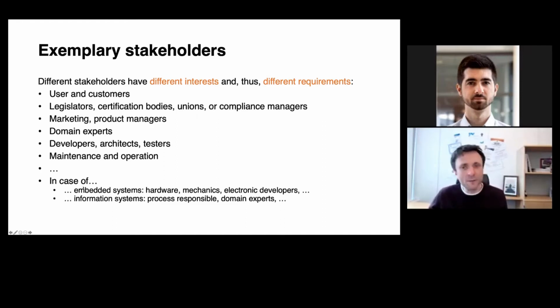And at some point, we might also want to differentiate between different classes of systems. In embedded reactive systems, typically we have a bunch of stakeholders that come from a more hardware-dominated world, considering hardware, mechanics, mechatronics, electronics, and so on. In the case of business information systems, we might want to consider also stakeholders that have, for example, the sovereignty over a set of business processes, and so on.